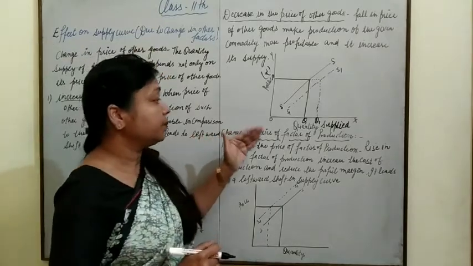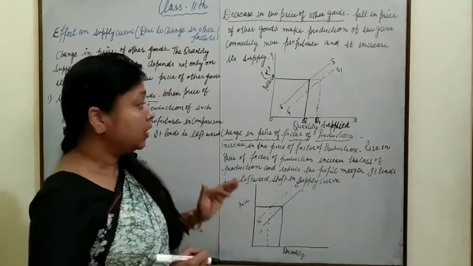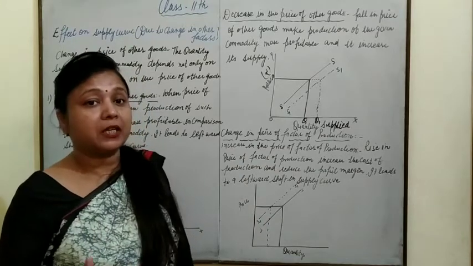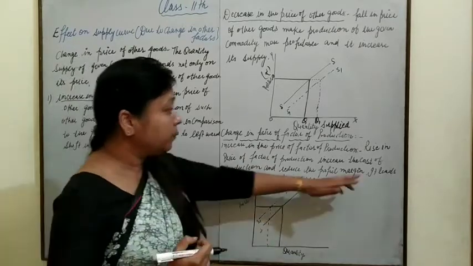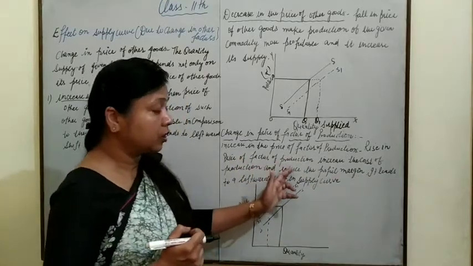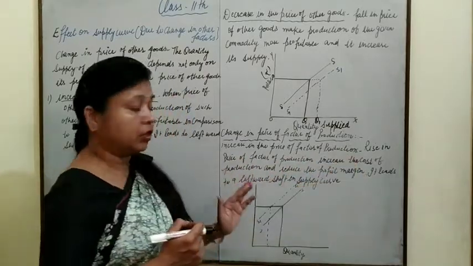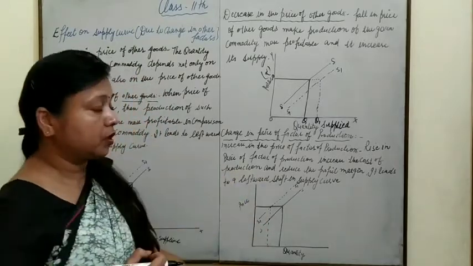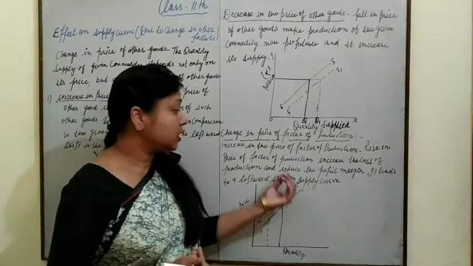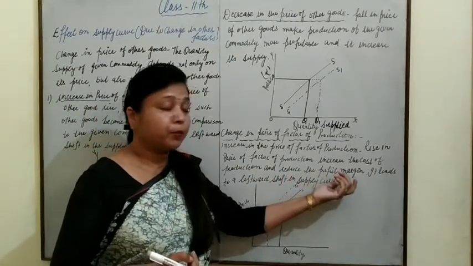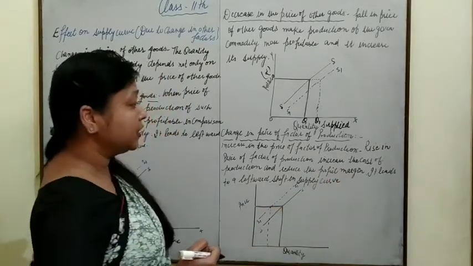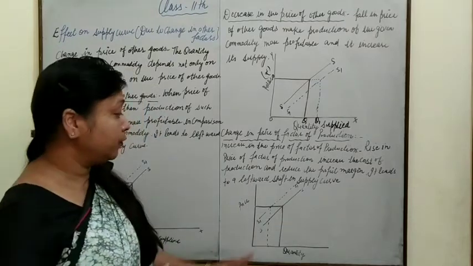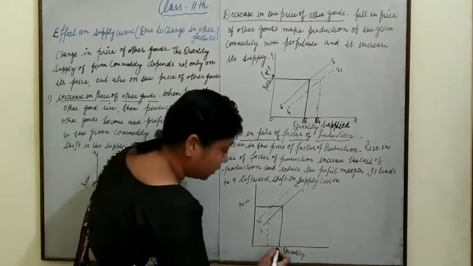Now, change in the price of factor of production. If there is an increase in the price of factor of production, it means a rise in the price of factor of production increases the cost of production. The cost of producing goods will increase. If cost is increased, then the profit margin is reduced, and if the profit margin is reduced, then the supply curve will be shifted to the leftward. We will supply less of the commodity.